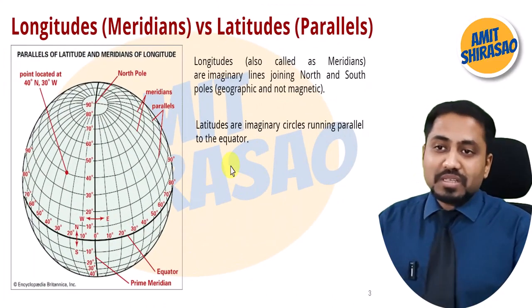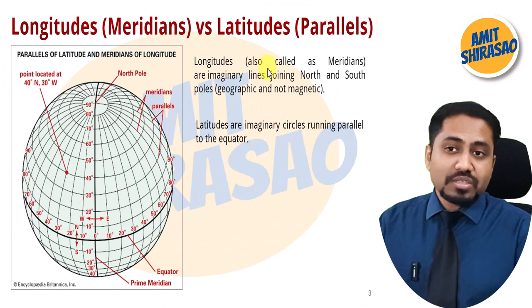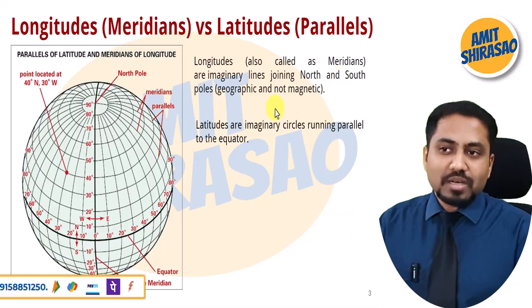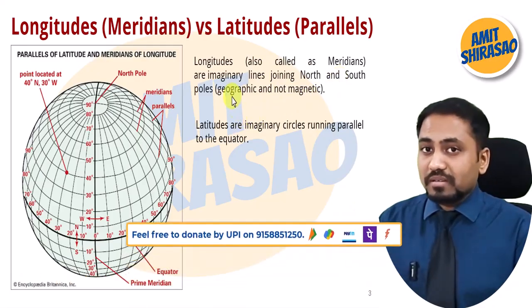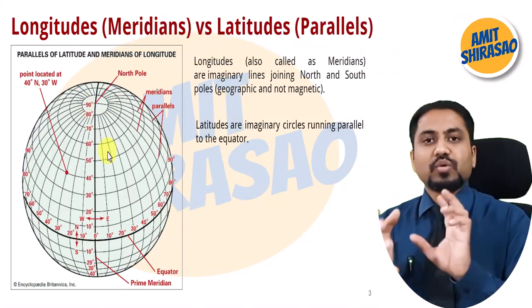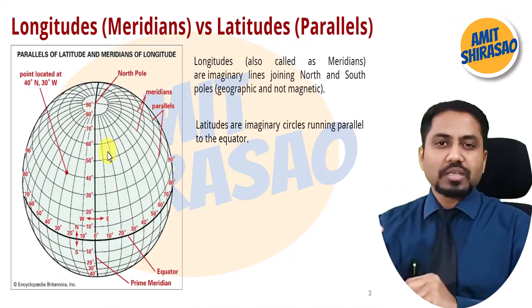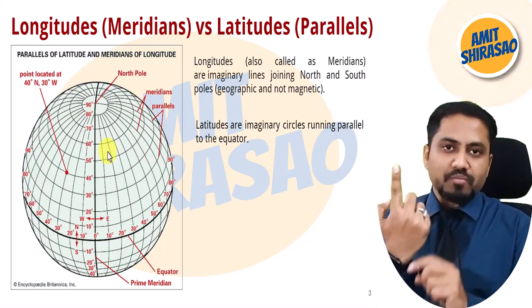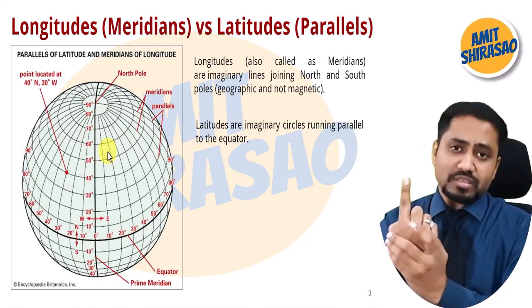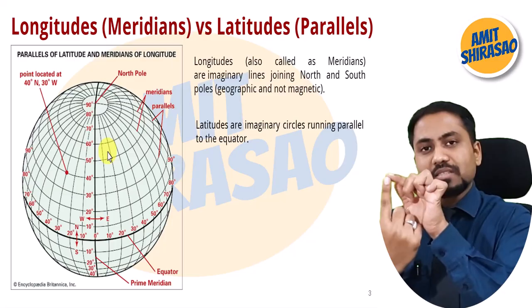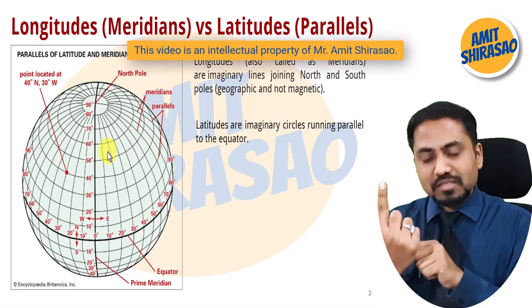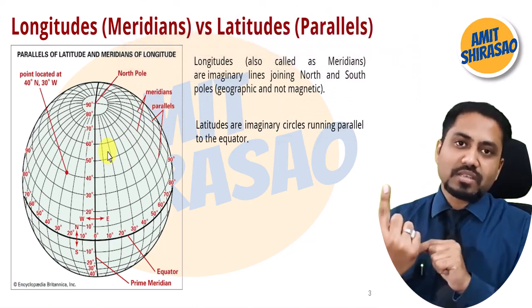Then of course also remember this, that longitudes are also called meridians. These are imaginary lines joining the north and the south poles, meaning the geographical north and south pole. See, earth rotates, right? So whatever is the imaginary line at the center around which this earth is rotating, that is called the axis of the earth. Okay, so the axis touches the surface of the earth towards the north, that is called the north pole. The axis touches the surface of the earth towards the south, which is called the south pole.